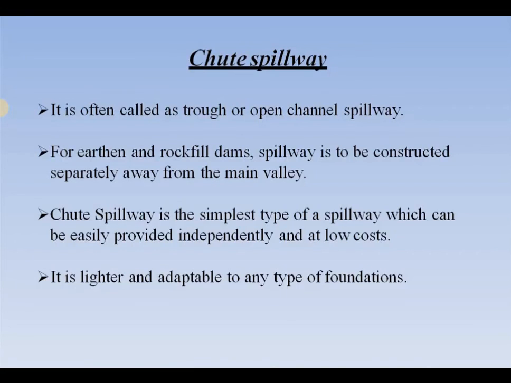The next type of spillway is a chute spillway. It is also called open channel spillway or a trough spillway. So, in earthen and rock-filled dams, the spillway is to be constructed separately away from the main valley, right? So, open channel spillway is provided in the following situations, like when it is not possible to provide an overflow spillway or when a valley is very narrow, right?